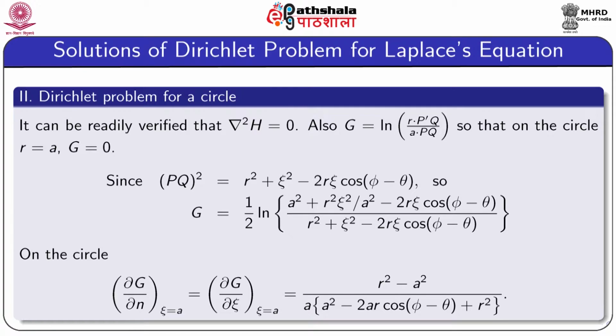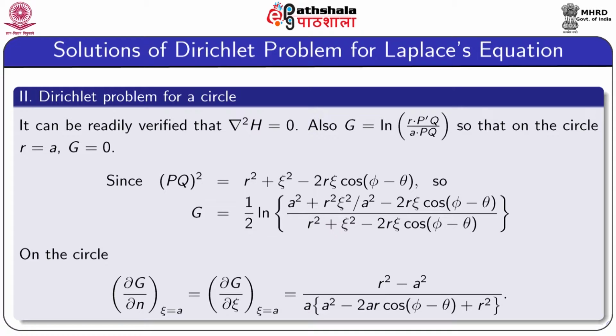So, if we substitute those values here, the expression for G becomes half ln of a square plus r square xi square by a square minus 2 r xi cos phi minus theta, divided by r square plus xi square minus 2 r xi cos phi minus theta.